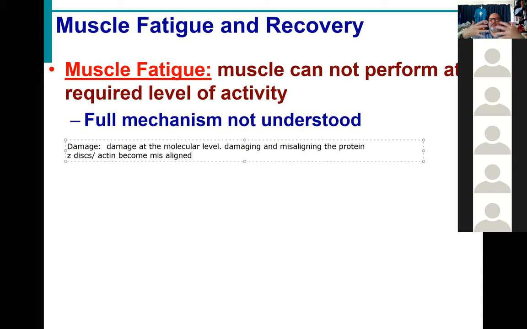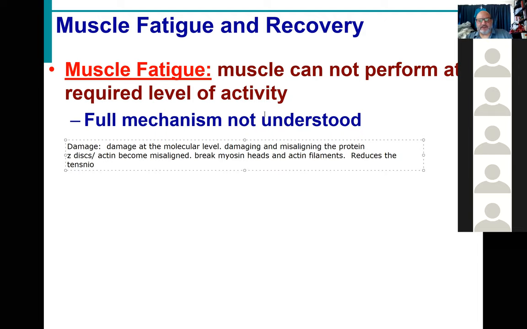Right, remember this is a sliding filament theory. If some of the filaments become kinked, it's not gonna slide nearly as efficiently and isn't gonna be able to generate as much tension, right? We can break myosin heads or actin filaments. If we are damaging the myosin heads, fewer myosin heads can grab and pull. If we're damaging actin, there's less actin for the myosin to grab and pull on. All of these things will reduce the tension, the force that the muscle cell can produce.